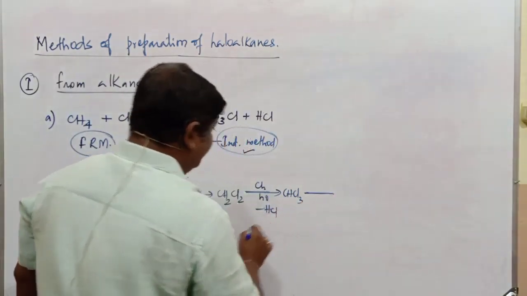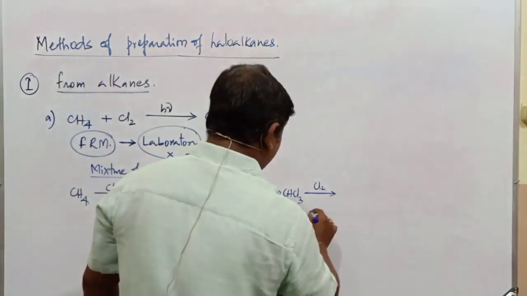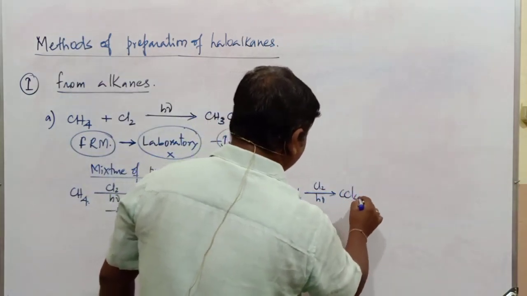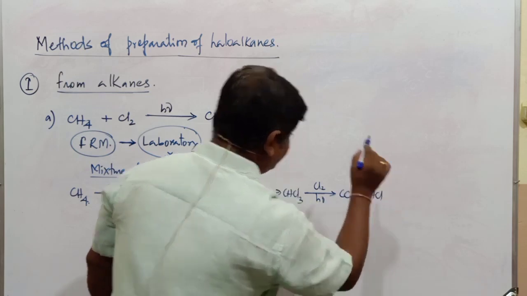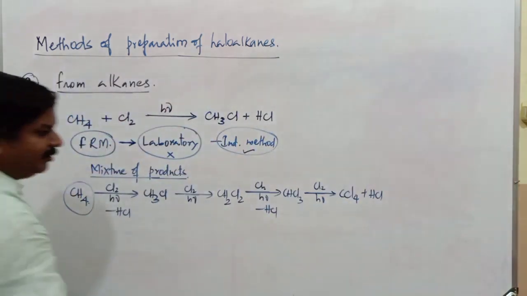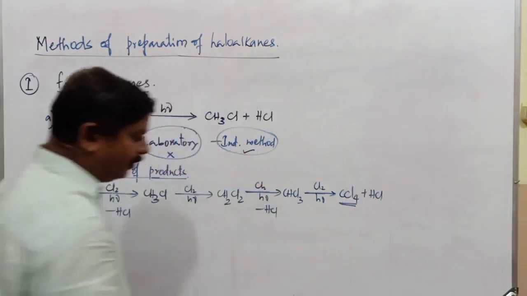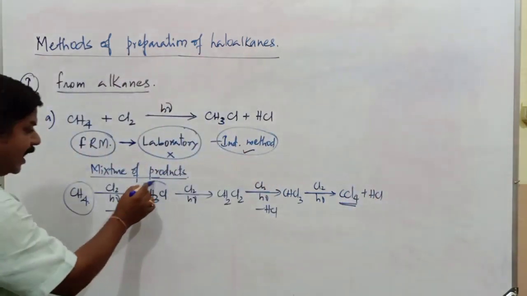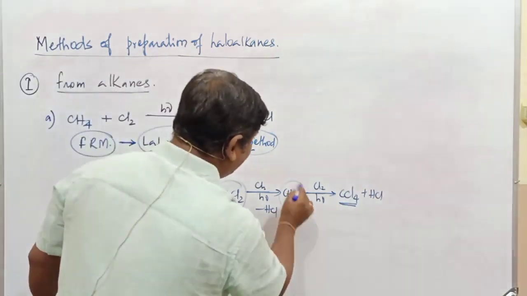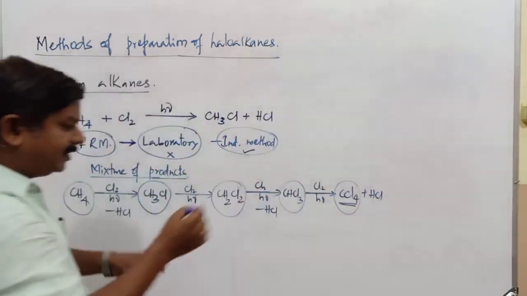Further, minus HCl here. If it is chlorinated further, the final product obtained in this reaction is CCl4 plus HCl. So in the beginning, the compound has 4 hydrogen atoms, and the final product contains 4 chlorine atoms. So this is also a haloalkane, and this one is also referred to as a haloalkane.